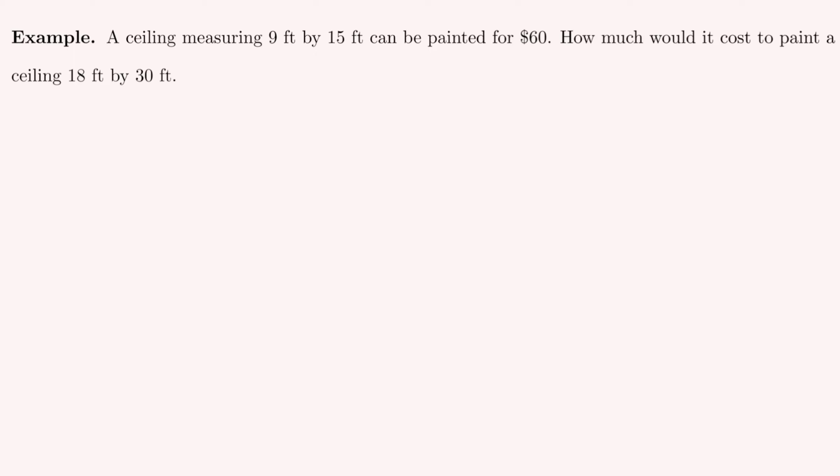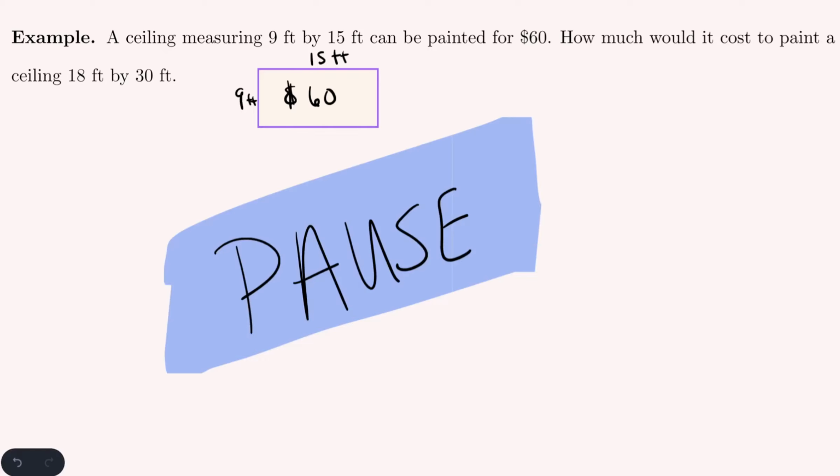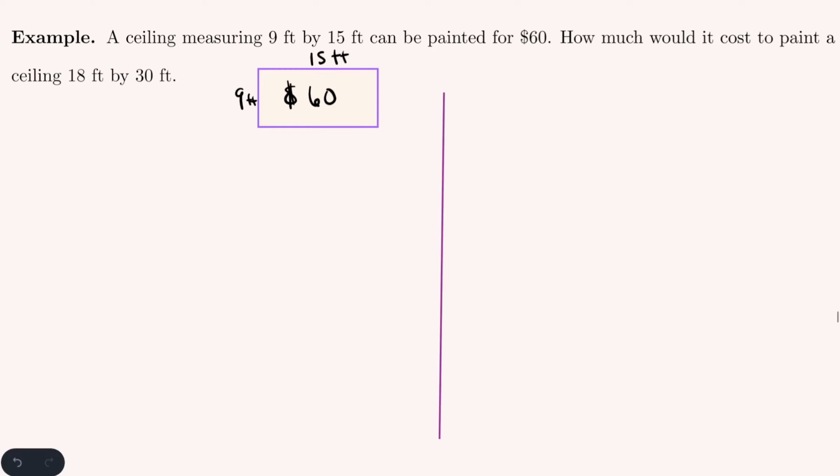So our next example is a ceiling measures 9 foot by 15 foot, could be painted for $60 in all. Now whenever we think about the ceiling 9 foot by 15 foot, we've got a rectangle, and to paint it cost $60. How much would it cost to paint a ceiling that's larger, 18 feet by 30 feet? Now this problem is similar to the one that we just completed. I would encourage you to pause the video now and attempt this on your own. And then when you're ready, unpause and check your work.